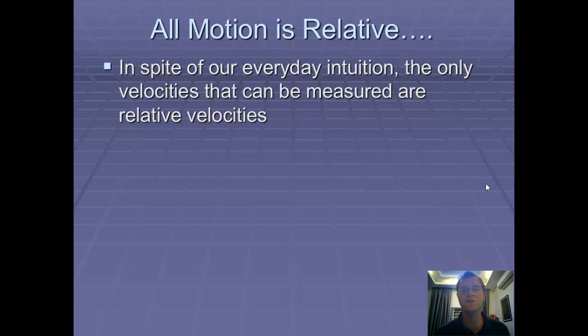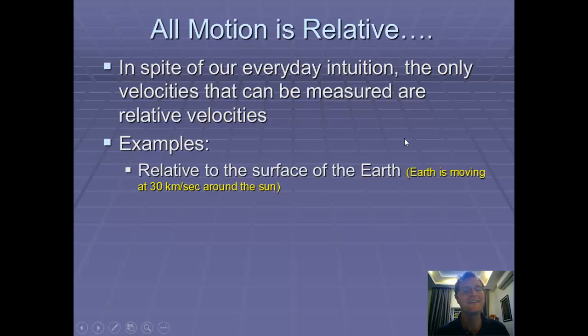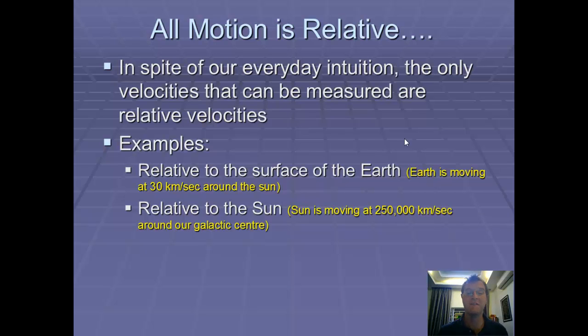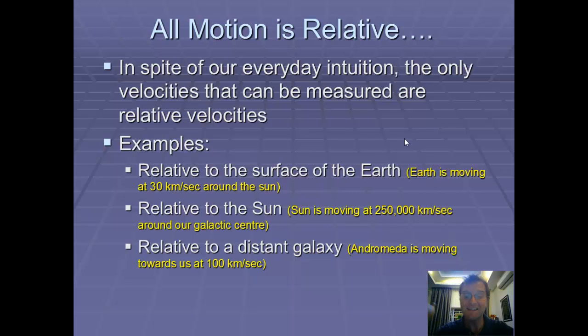So in spite of our everyday intuition, the only velocities that can actually be measured are relative velocities. So examples here would include the fact relative to the surface of the Earth, but the Earth is moving at 30 kilometers per second around the Sun. We could think about relative to the Sun, but the Sun is moving at 250,000 kilometers per second around our galactic center. Or relative to a distant galaxy, Andromeda is moving towards us at 100 kilometers per second. So how can we actually have a clear reference point when every velocity we're working at is relative to something else? And here's one of the nuances of what we're going to be thinking about now.